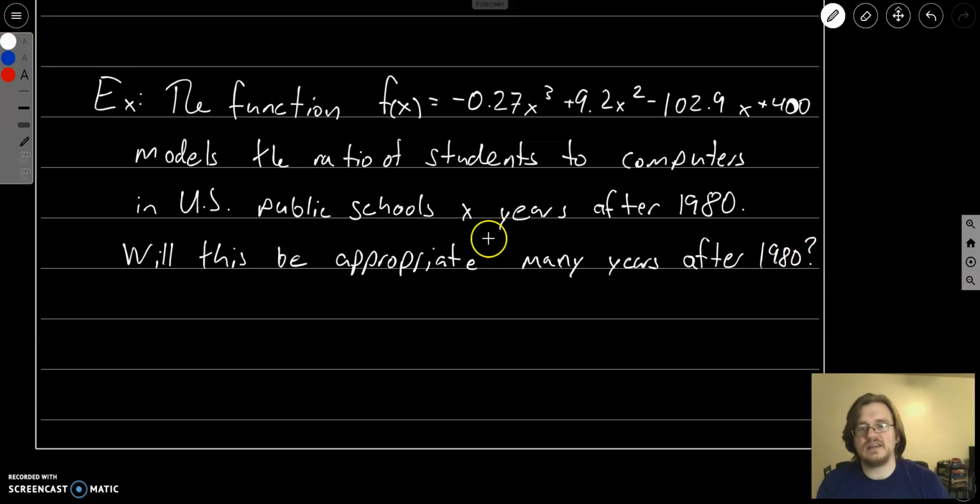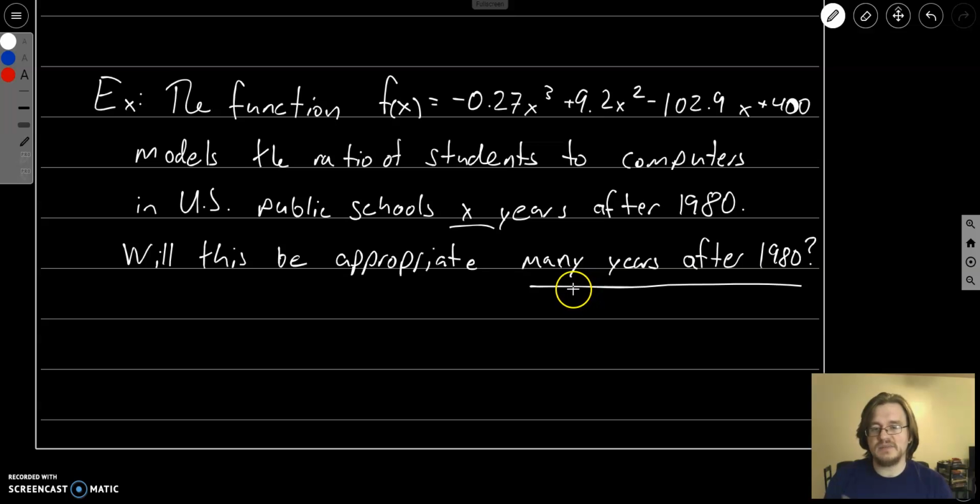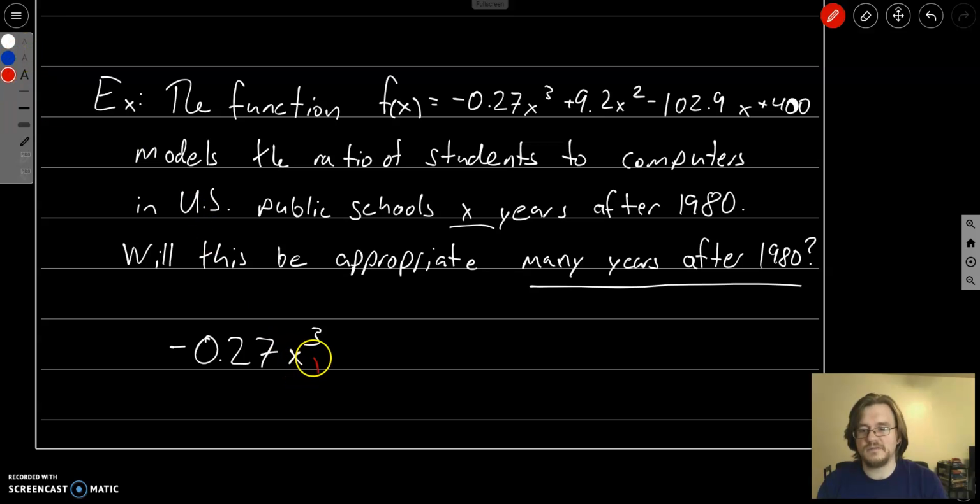And while this seems like an odd question, if we think about what happens many years after 1980, well, that's when x is getting really big. So what this is asking is, as x becomes really big, what happens to our function, and does it seem appropriate? Well, when we look at the leading term of our function, it's negative 0.27 times x to the third. We have an odd power, and now we have a negative coefficient.